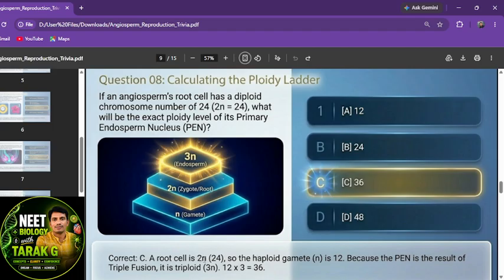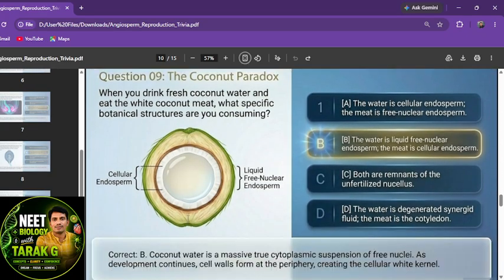Here is the correct answer. A root cell is 2n equals 24, so the haploid gamete is 12. Because the PEN is the result of triple fusion, it means 3n, where 1n is 12. You know that value calculation: 12 times 3 is 36. The answer is C, right? Got it? We'll go for the next.